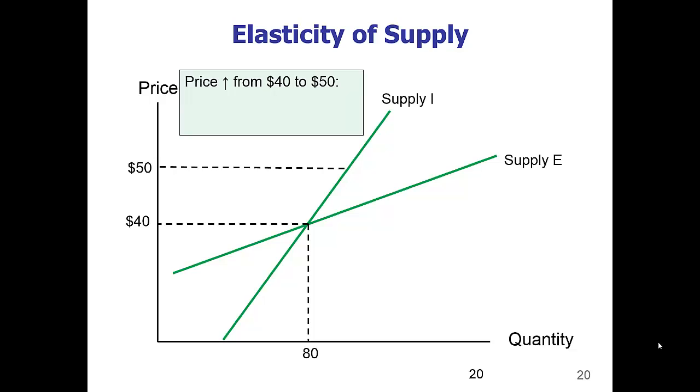Well, at $50, the producers of good I will increase their production from 80 units to 85 units. Fairly small increase in the quantity supplied for the given increase in the price. However, at $50, the producers of good E will increase their production from 80 units to 170 units. The producers of good E are more responsive to the change in price.